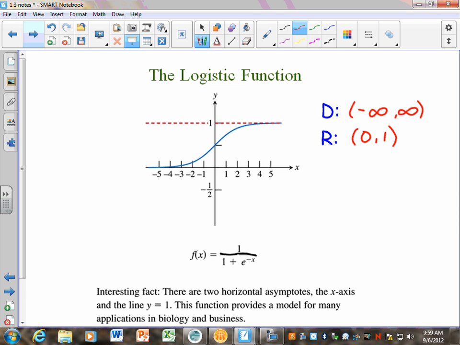Look, math and science, they're best friends. And that's what it says. There are 2 horizontal asymptotes. Provides a model for many applications in biology and business. So that's it. That's 10.